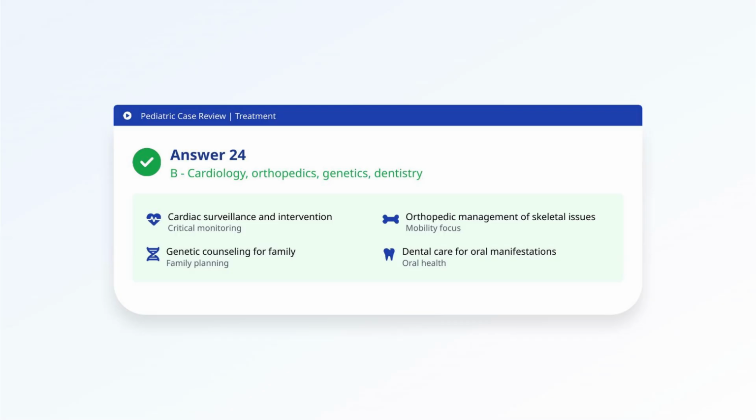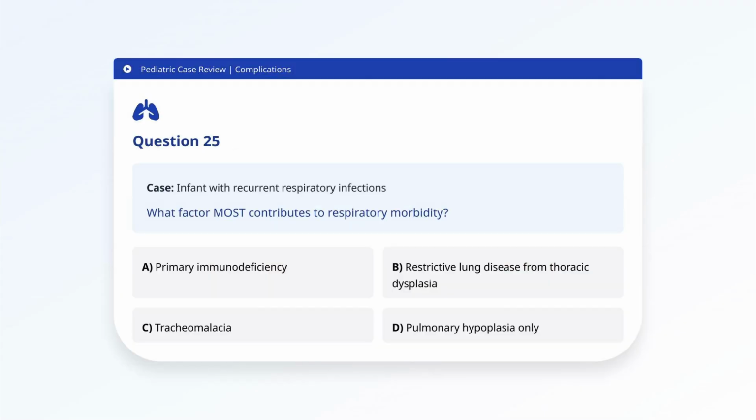Comprehensive care requires cardiac surveillance and intervention, orthopedic management of skeletal issues, genetic counseling for the family, and specialized dental care for oral manifestations. A coordinated multidisciplinary team approach optimizes outcomes and quality of life for affected individuals. An infant with Ellis Van Creveld Syndrome experiences recurrent respiratory infections.